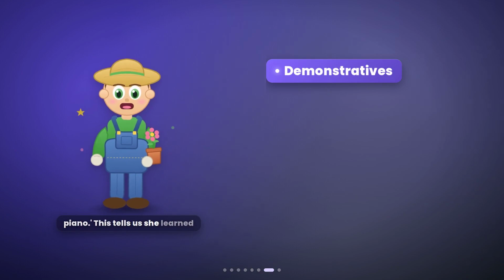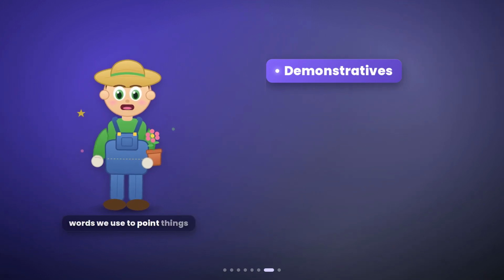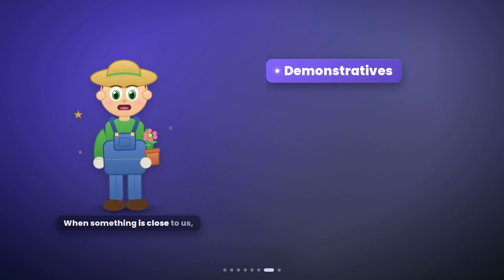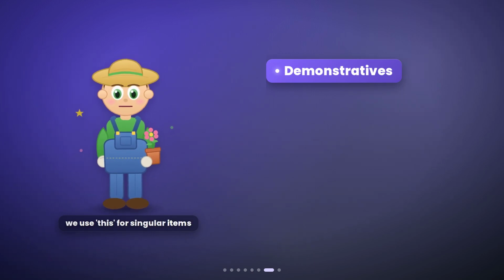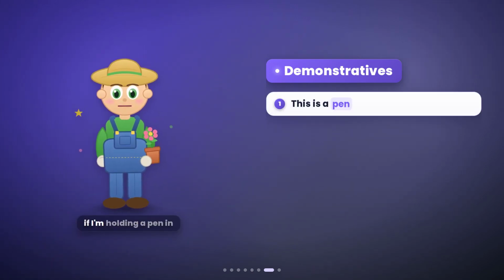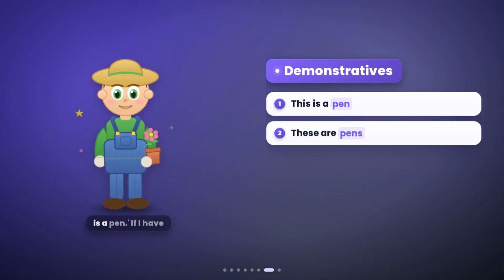Demonstratives are handy words we use to point things out, whether they're near or far. When something is close to us, we use this for singular items and these for plural. For instance, if I'm holding a pen in my hand, I would say, "This is a pen." If I have a few pens, I'd say, "These are pens."